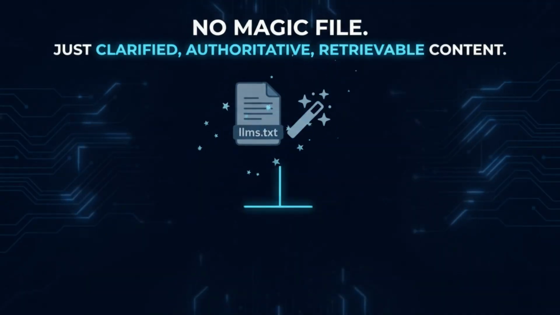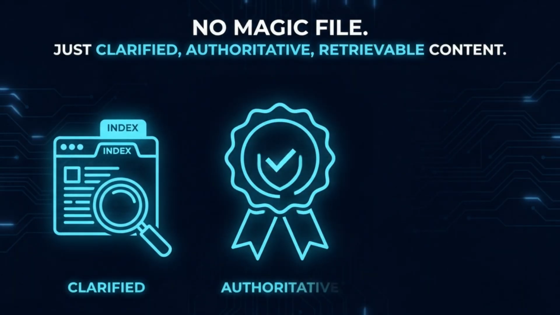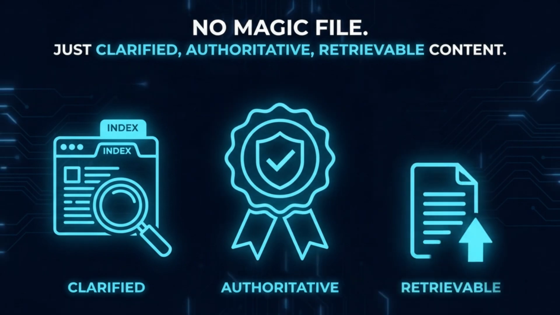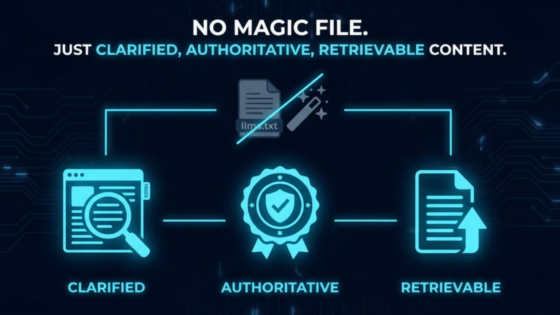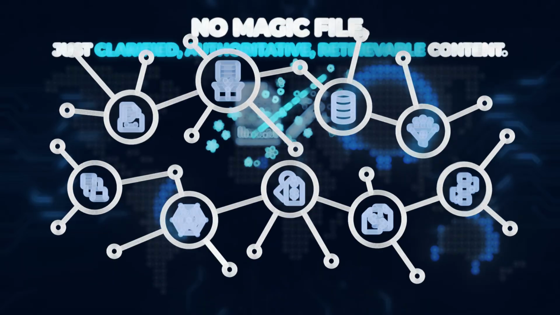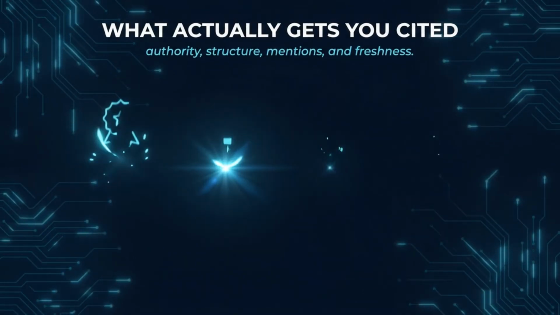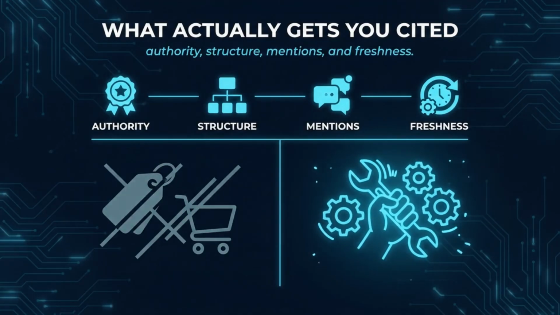So honestly, llms.txt is not a Google ranking mechanism. AI schema is not a citation unlock, and Google says no special files or markup are required for its AI features. The schema is still worth doing, as clarification, not as a hack. What actually gets you cited is authority, structure, mentions, and freshness. Don't buy the file, do the work.